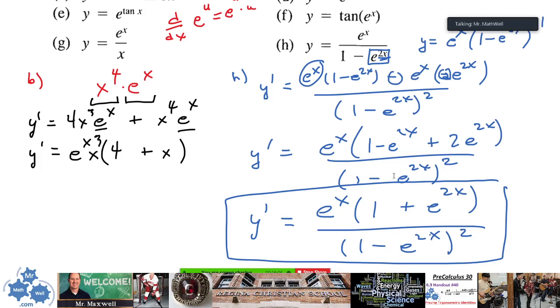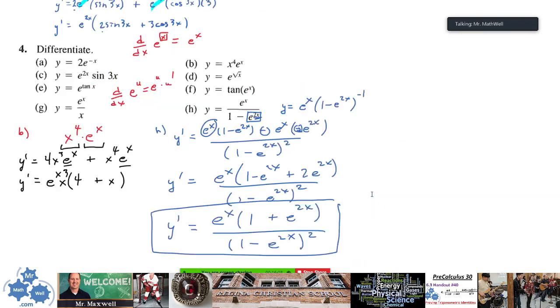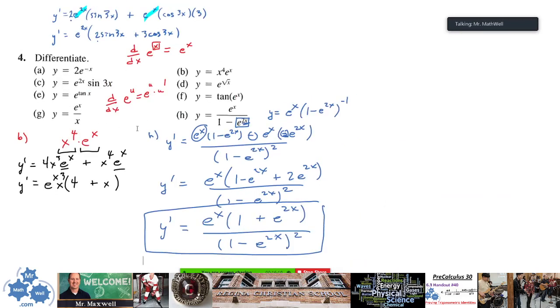Okay, so upon double checking, that is the answer for h. So if we zoom back out here, that's just a couple examples from question number 4. So anything else giving you guys problems there?